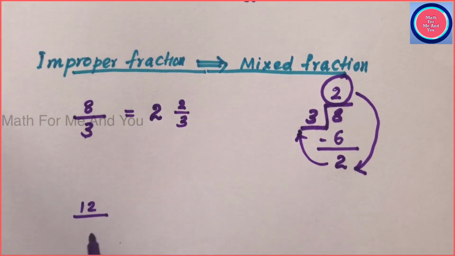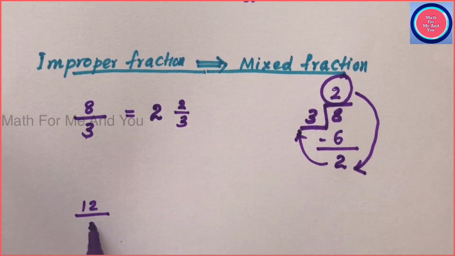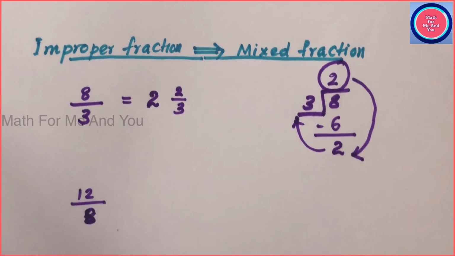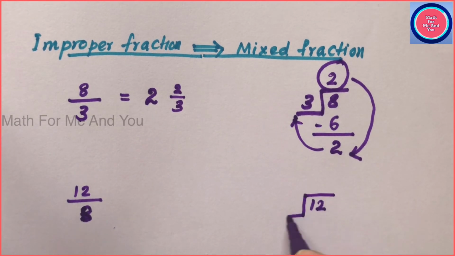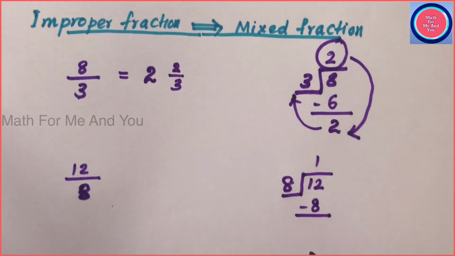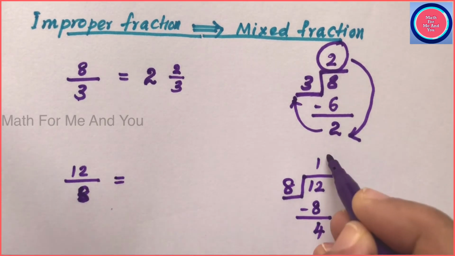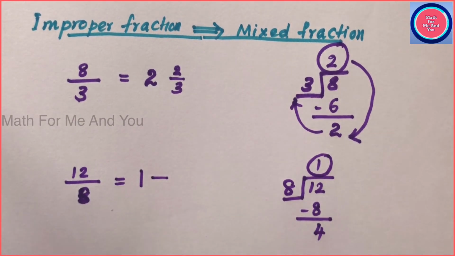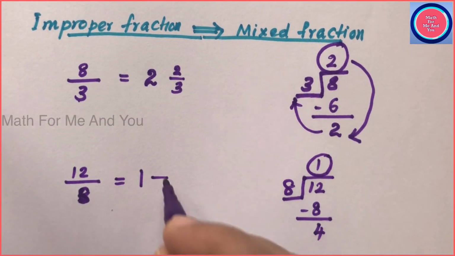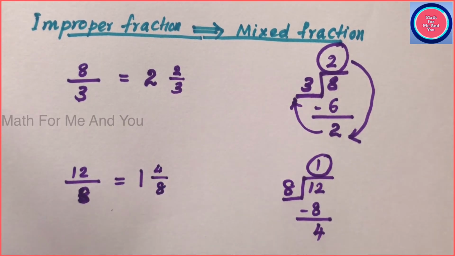Next example, 12 over 8. Take 12, divide by 8. We know how many times it goes, just one time. 1 times 8, 8. And the balance is 4. And what is the answer? We get 1. So we start with 1, and that is the number part. Next is the fraction. So the denominator is the same, 8. And what is the numerator? Numerator is 4. So we get 4 over 8.